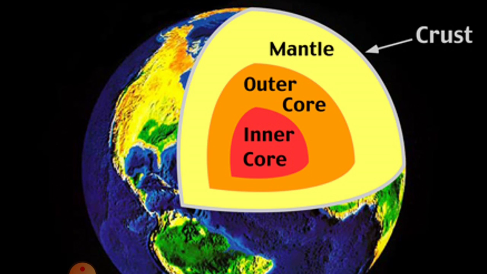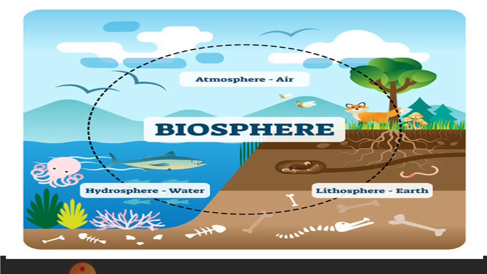Now let us know about biosphere. The biosphere includes those parts of the atmosphere, lithosphere, hydrosphere, where life exists. This is so because living organisms cannot exist without air, land and water. So all the living organisms need air, land and water, of course.